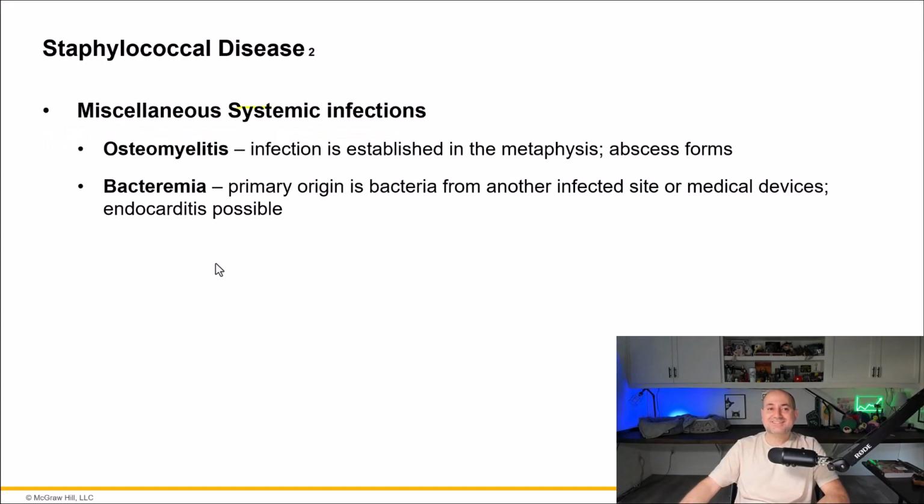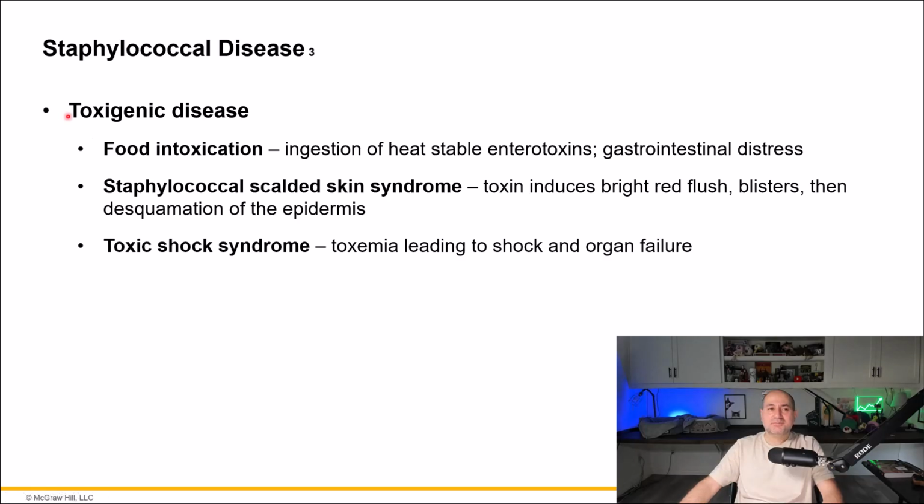An example of a systemic disease would be if the staph got into the blood. That's known as bacteremia. That means bacteria in the blood, where the primary origin is bacteria from another infected site or medical device, and then it gets into the bloodstream and can even affect the heart. And these staph infections can be toxic. For instance, if you ingest these Staphylococci, that could lead to food intoxication, which is essentially food poisoning and GI distress.